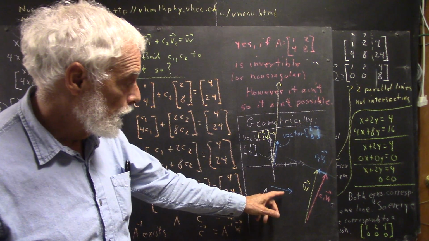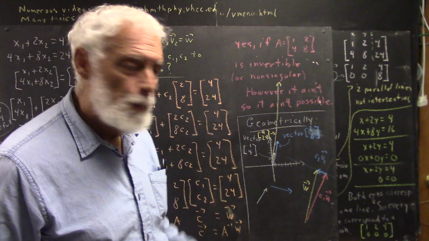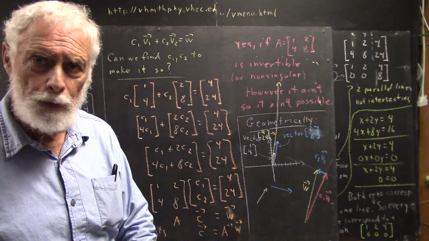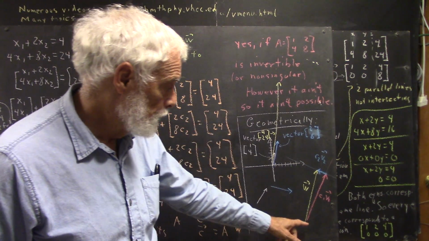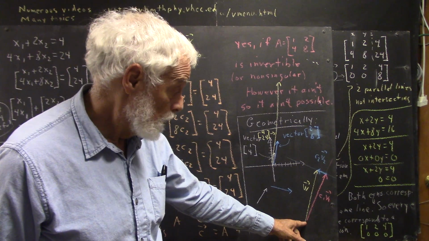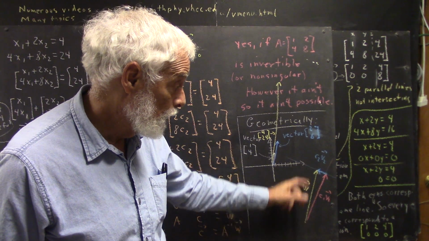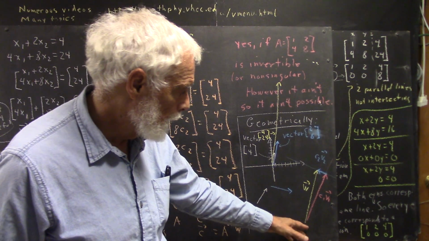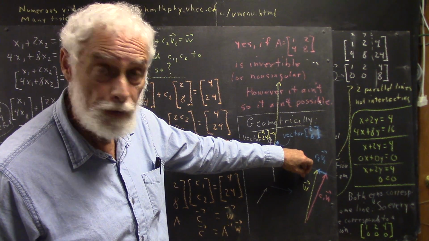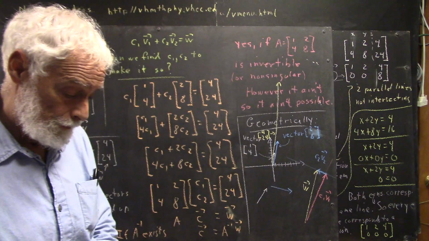So if the vectors are like this, we can do it. But if the vectors both go in the same direction, we can never get off the line of either one. If we start at the same point that the W vector starts, we're stuck in one direction, and if that direction doesn't coincide with the direction of W, we can't get there.